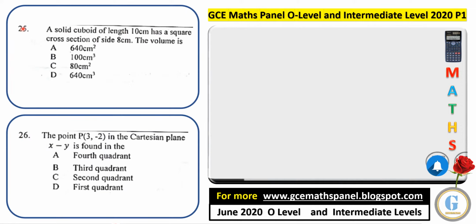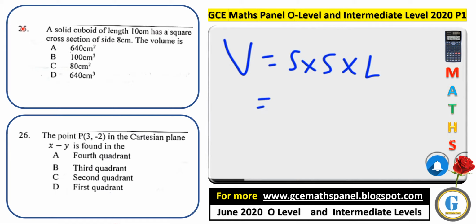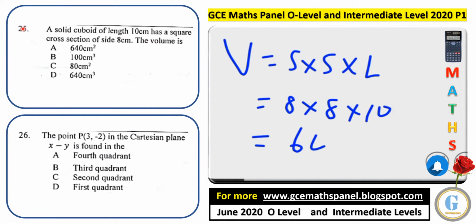So you see, if it has a square cross section, then the volume can be given by side times side times length, since the cross section is a square. This will give us 8 times 8 times 10, 640 cm cube.